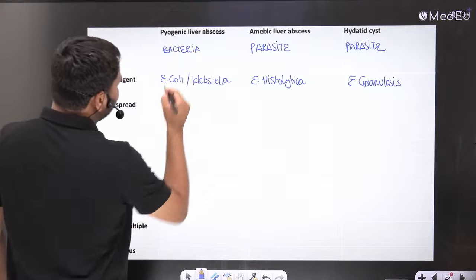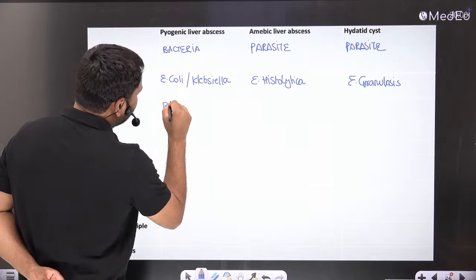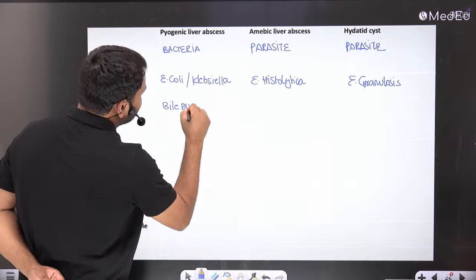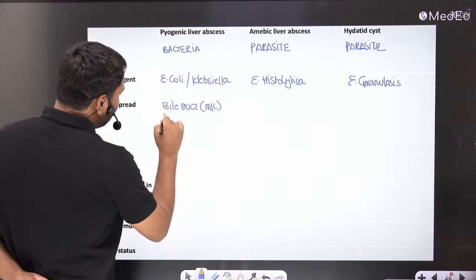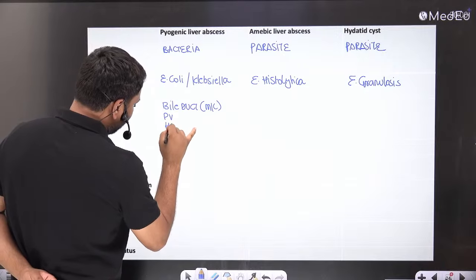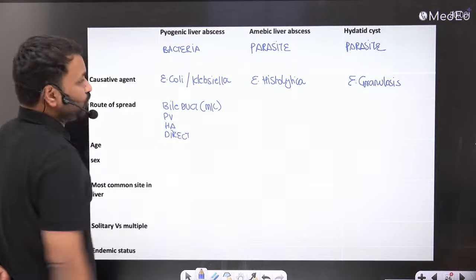Remember the route of spread for pyogenic liver abscess, right? The most common is via the bile duct. It is via the ascending route, via the bile duct, that it is going to go. If not the bile duct, then the second is the portal vein, if not, the hepatic artery, if not, the direct route of spread.